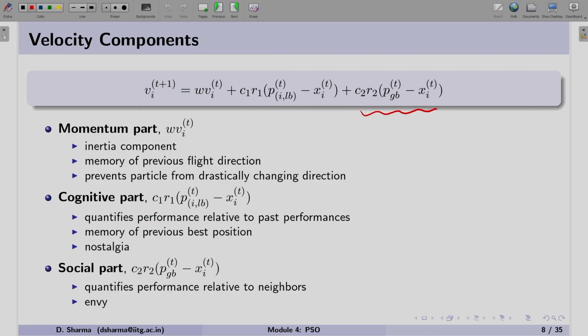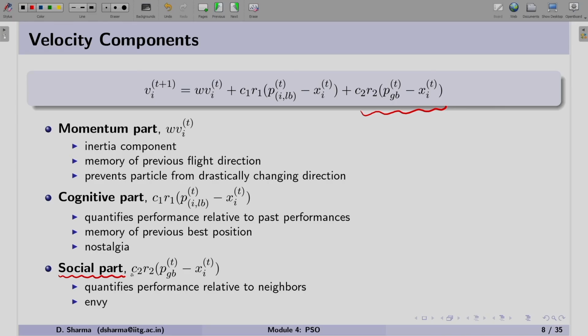The third part includes the global best. Here this particular part is called the social part. We remember that when we are using PSO, it is following the swarm theory.